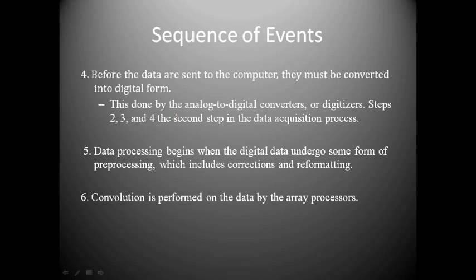Number 4, before the data is sent to the computer, they must be converted into digital form. This is done by the analog to digital converter or digitizers. So keep these two things in mind. Steps 2, 3, and 4 are the second step in that data acquisition process. So basically, steps 2, 3, and 4 are going to be what takes us from acquiring the images to sending them to the computer.